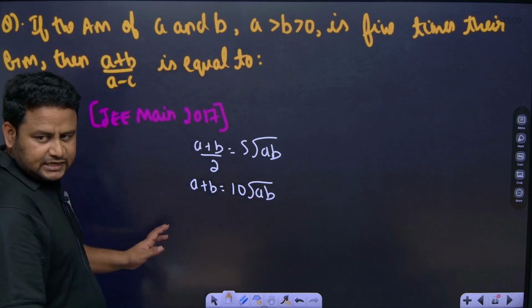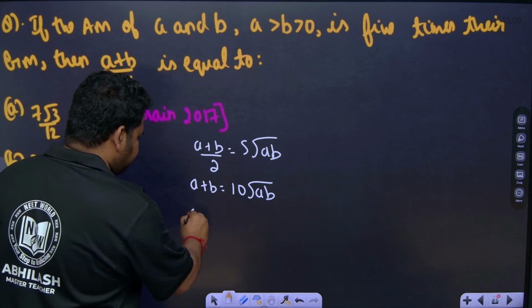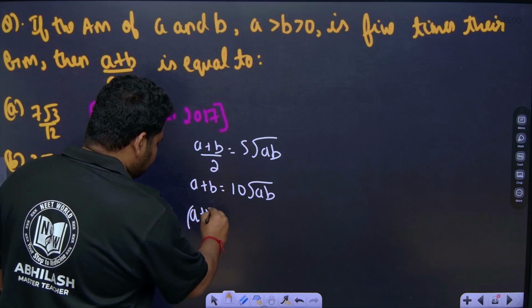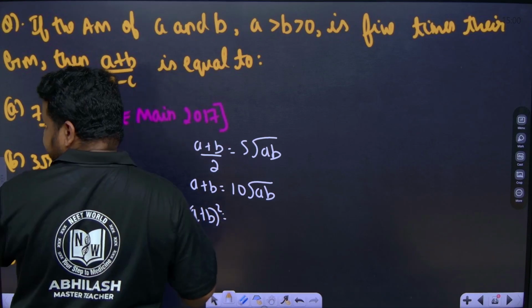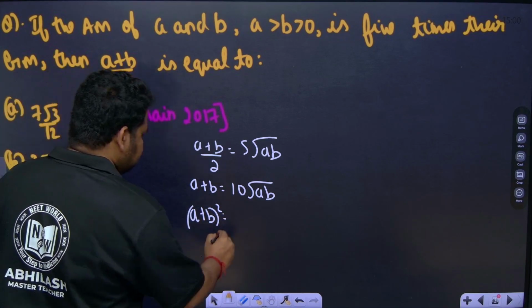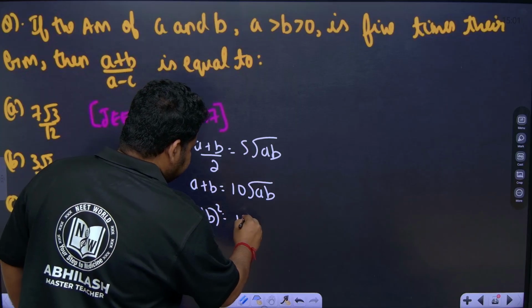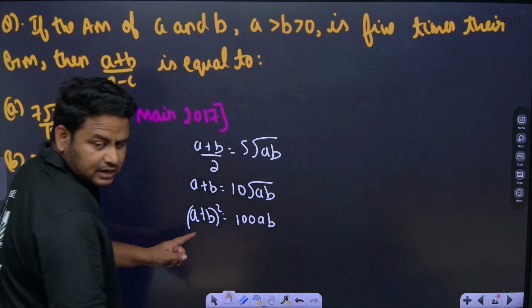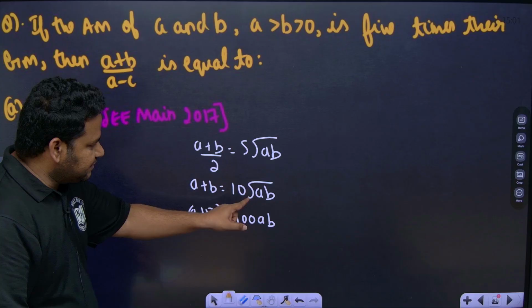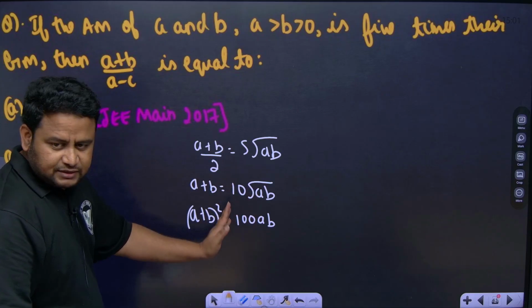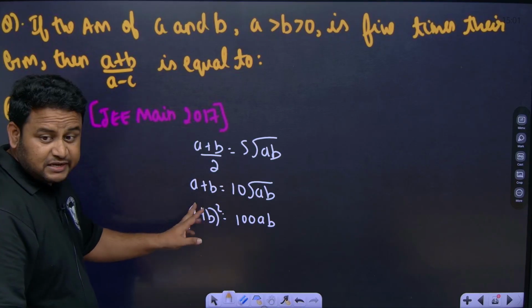Now I can square on both sides. So this will become (A plus B) whole square is equal to, if I square this side, 100 AB. Understood how 100 AB? Square root of AB into square root of AB is AB, and 10 square is 100. Now I have (A plus B) whole square.